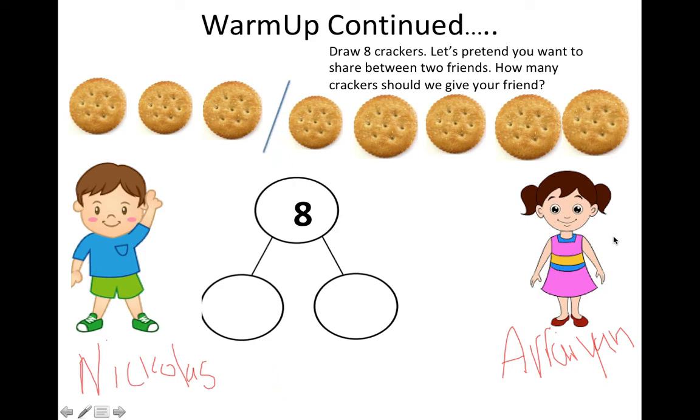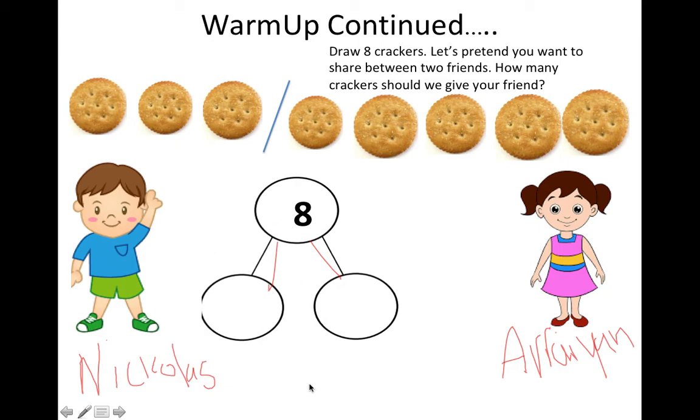This line will divide and show how many I'm giving each student. So I decided to give 1, 2, 3 to Nicholas and 1, 2, 3, 4, 5 cookies to Arian. I know this is my whole because the 2 arms are sticking out of a whole, as stated in previous videos. So I need to make sure that the 2 parts equal the whole 8.